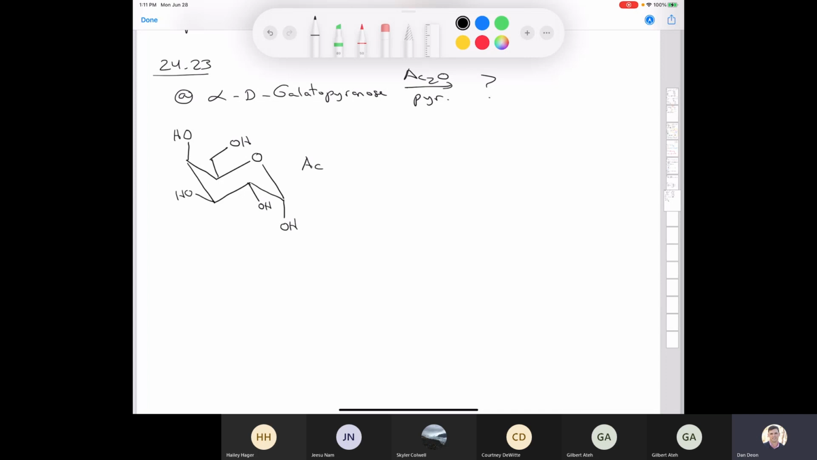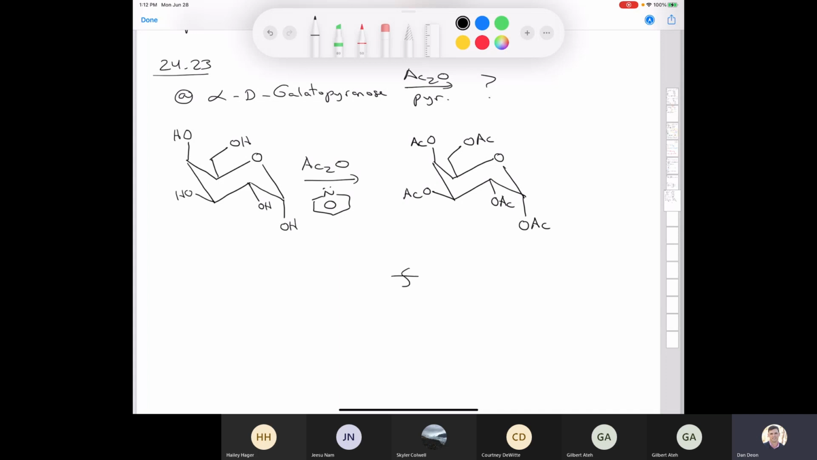We're going to treat this with acetic anhydride and pyridine. So I'm going to draw the full structure of pyridine out here. And what that does is it's going to acetylate each one of the oxygens, both the primary oxygen and the 4 secondary oxygens. So let's redraw the molecule best we can. Good practice drawing our chairs. So we have our acetyl group on here. We have another one here. We have another one here. We have one on here. And then we have one on the primary alcohol as well.